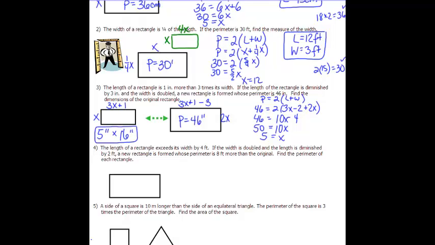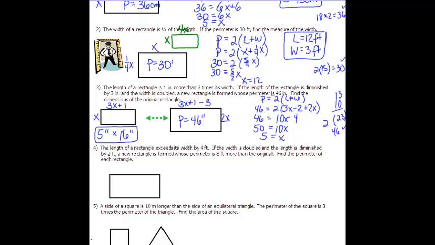And to check that, I'm going to say, what if my length is diminished by 3? Then it would be a 13-inch length, and double my width would be a 10-inch length. And so my perimeter is going to be twice 23, which is 46.